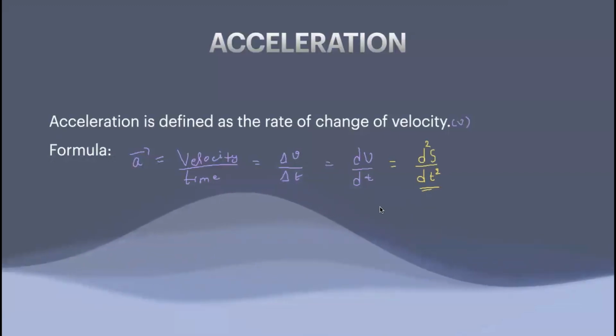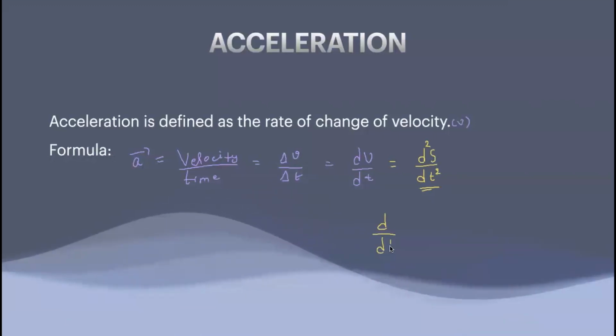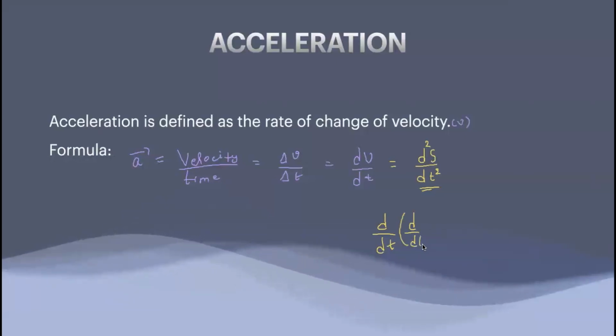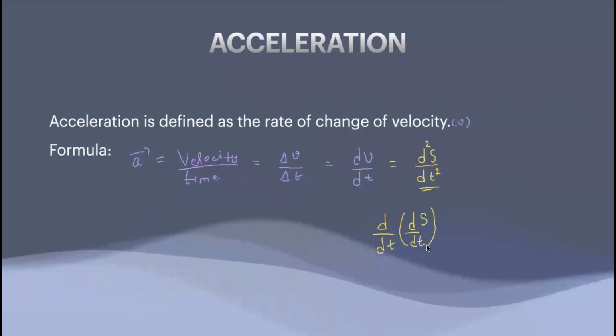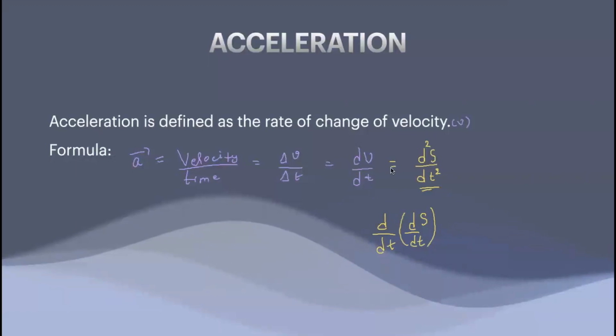What is d square s by dt square? It's nothing but you will differentiate displacement two times with respect to t. Okay, so acceleration can also be written as double differentiation of displacement. Is this clear? And acceleration is nothing but a vector quantity.